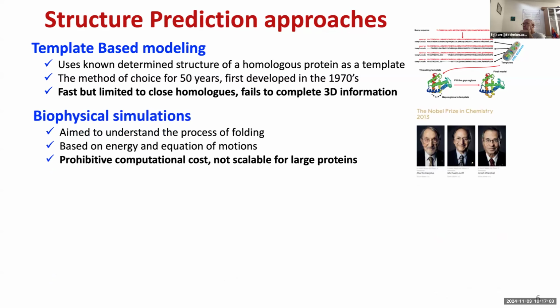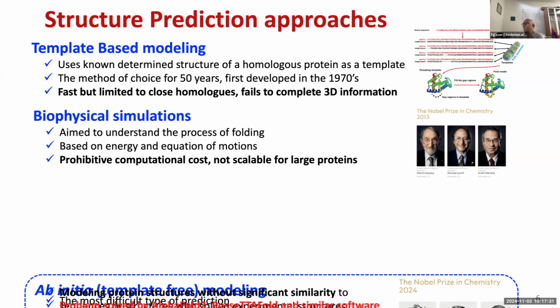Another method, another approach, is biophysical simulations. This is the Nobel Prize in 2013. This aims to understand or simulate the process of folding based on energy and equations of motion. But this works for small proteins, and has a basically prohibitive computational cost. So it's not scalable, and we cannot use it for all the proteins, so we are limited here too.